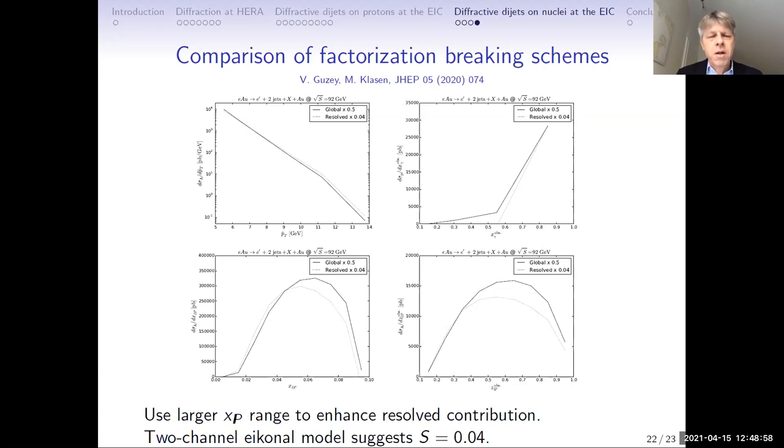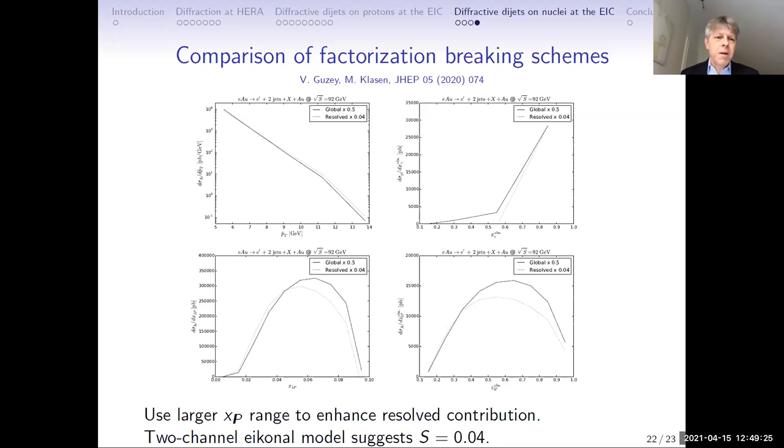And these predictions are compared again with a prediction by suppressing both direct and resolved photons with a factor of 0.5. And what you can see here again is that the shapes look relatively similar. So again, these two mechanisms will be difficult to distinguish, except for the x photon distribution on the upper right, of course, which is the most sensitive. So that would be the best distribution to study.